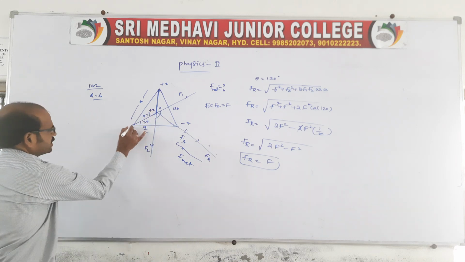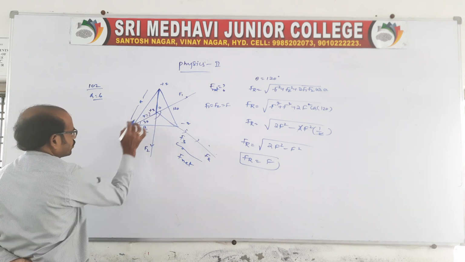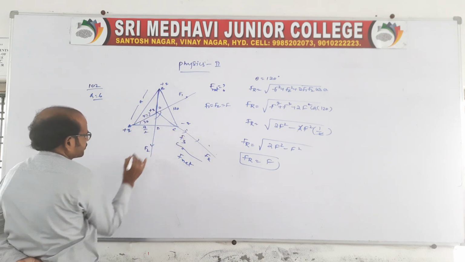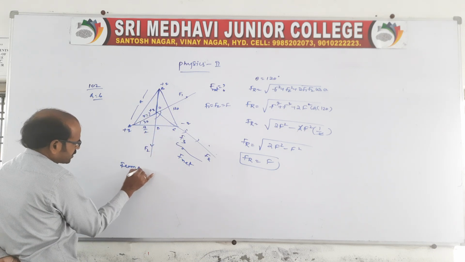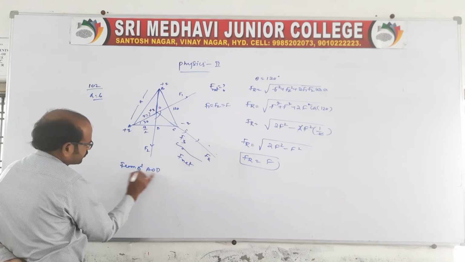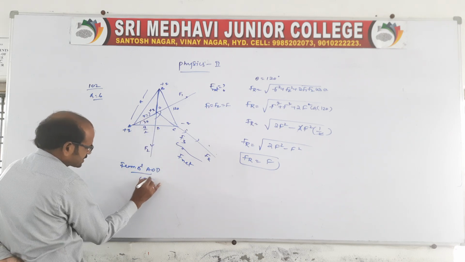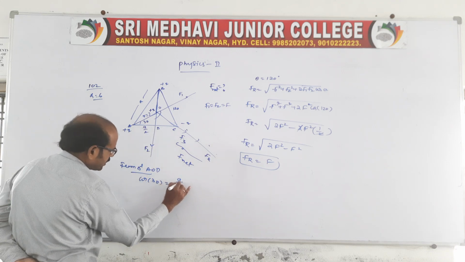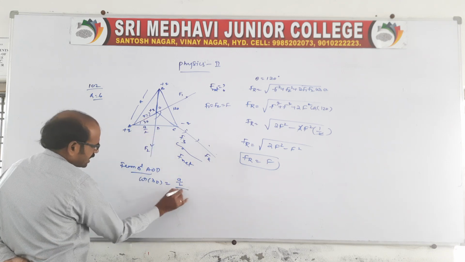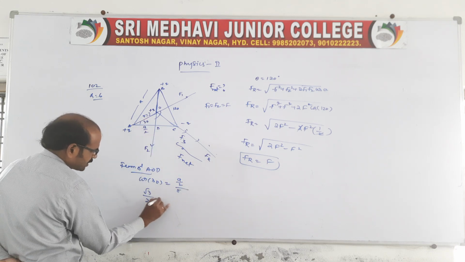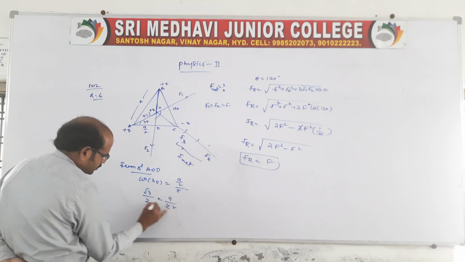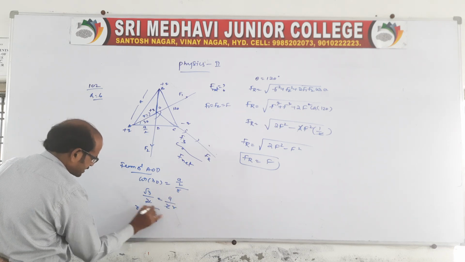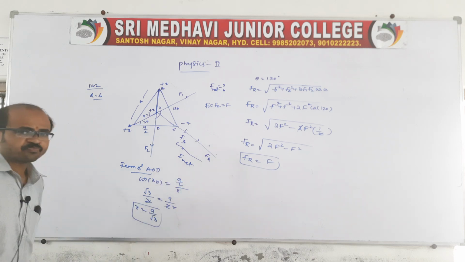Now you take a triangle with O here. You say A, B and C, and it is D. From triangle AOD, cos 30 is equal to adjacent by hypotenuse, which is A by 2 by R. Cos 30 is nothing but root 3 by 2, so it is A by 2R. The 2 cancels, therefore R is equal to A by root 3. R value will be A by root 3.